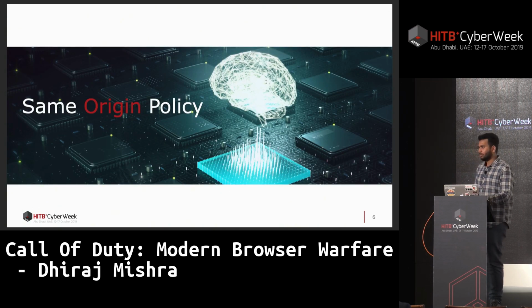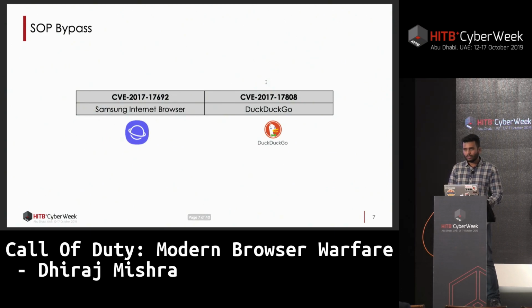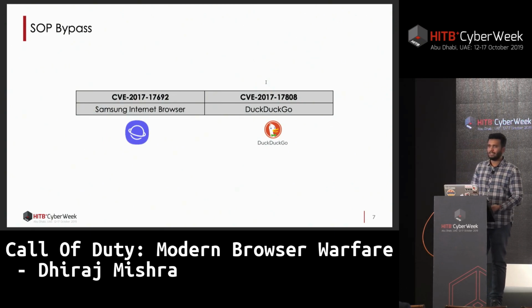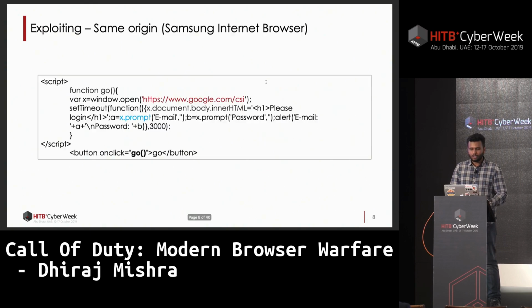Moving forward, we are going to talk about what same origin policy is and what bypasses I figured out during my research. I found two same origin policy bypasses in different browsers. One is Samsung Internet Browser, and the second one was DuckDuckGo, which is a privacy browser. So without further delay, let's jump into the exploit code.